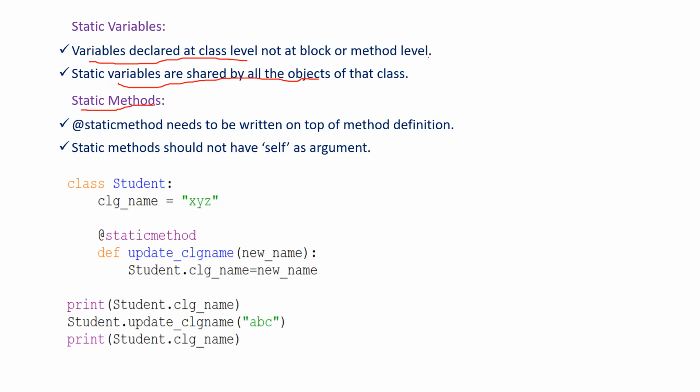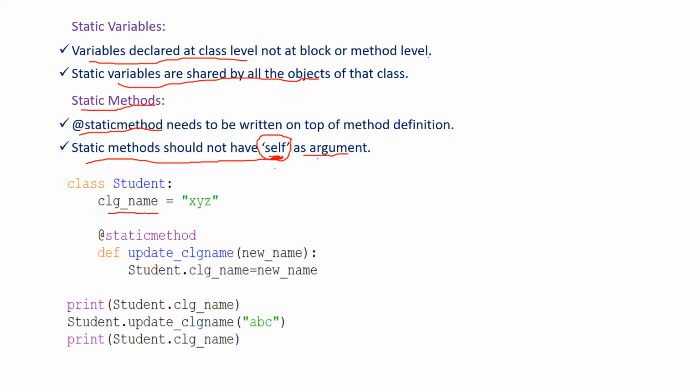And see the static methods. In order to define the static methods inside the class, you need to use an annotation, @staticmethod. And static methods should not have self as an argument, which means self is nothing but a reference variable pointing to the current object. So static refers to the class level, so there will be no self keyword or self argument in the static methods.